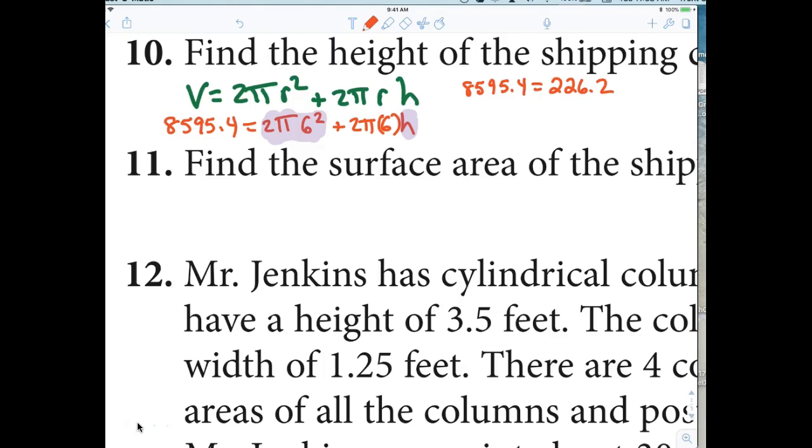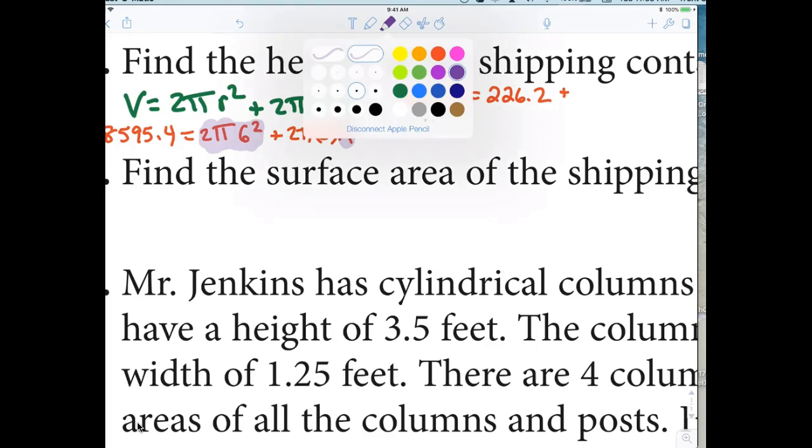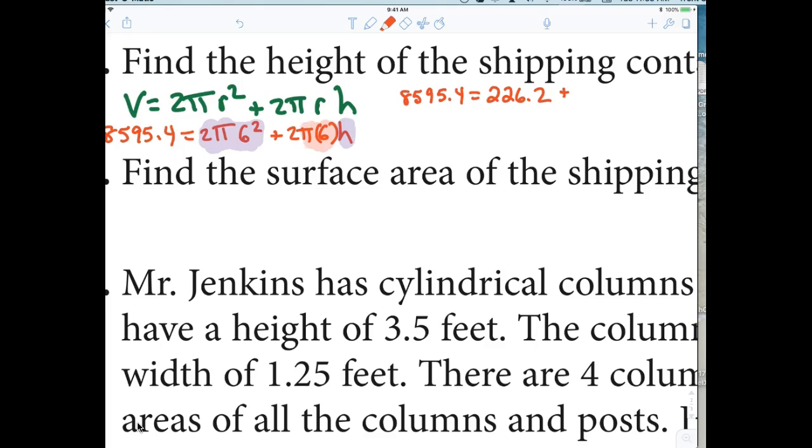We'll try it again. 2 times pi times 6 squared. Then what I need you to do now is the plus part. You're multiplying the 6 and the 2 and the pi. Somebody tell me what that is. 37.7. So roughly 37.7.